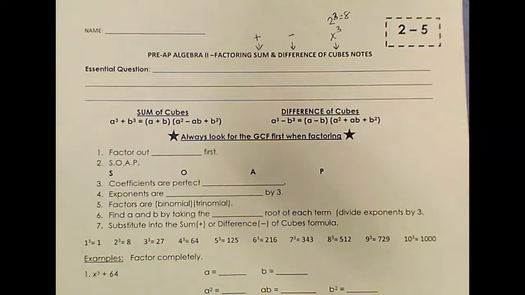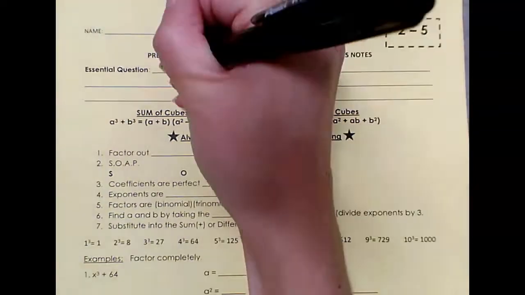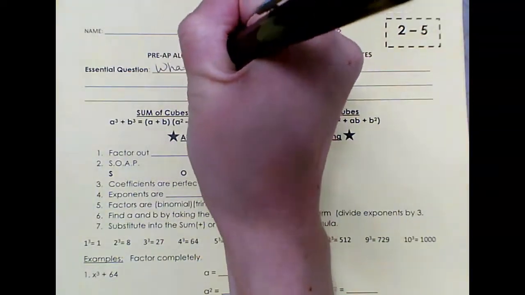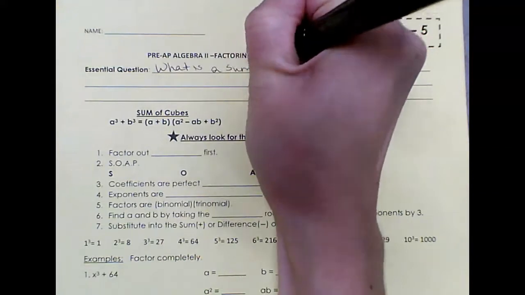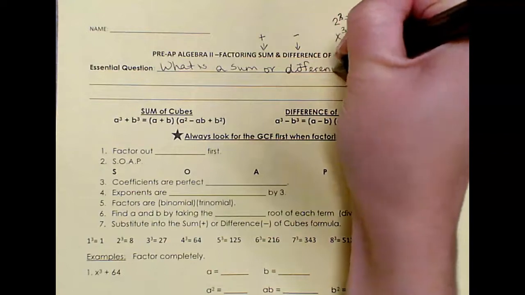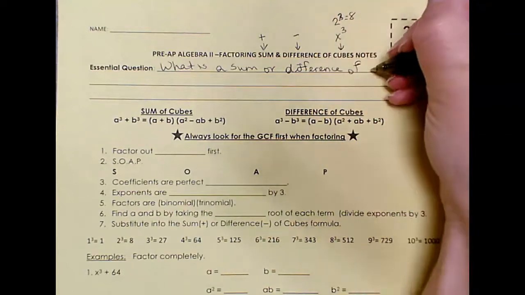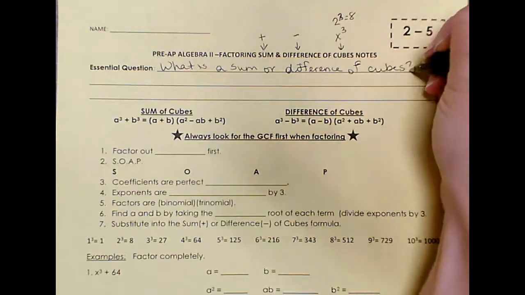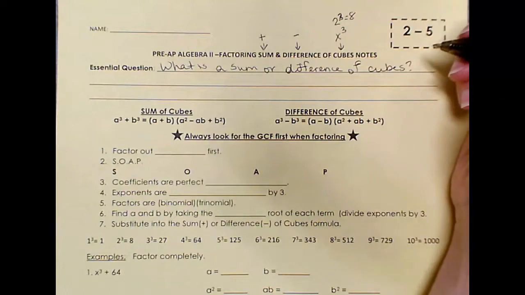So we have two essential questions today. The first is, what is a sum or difference of cubes? And the second essential question is, how do we factor a sum or difference of cubes?